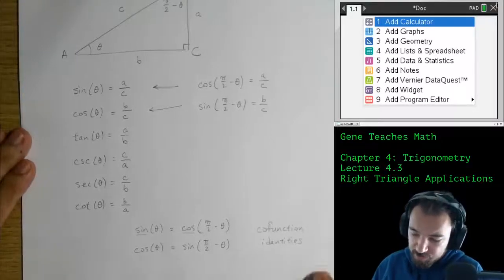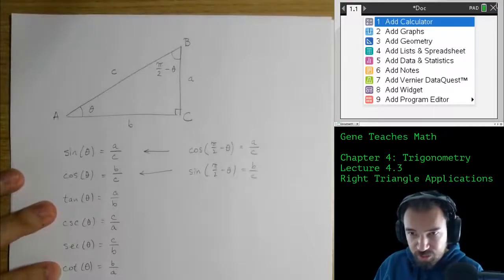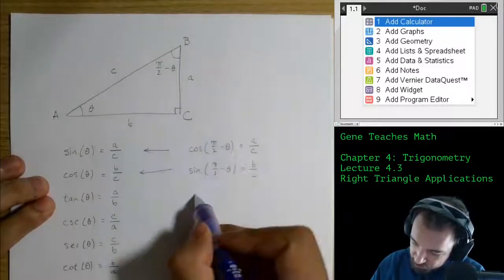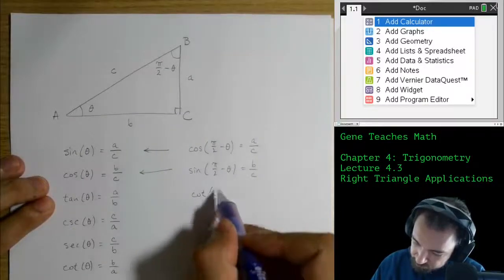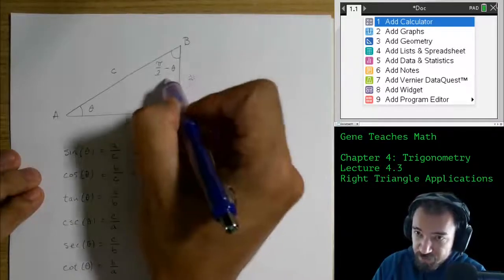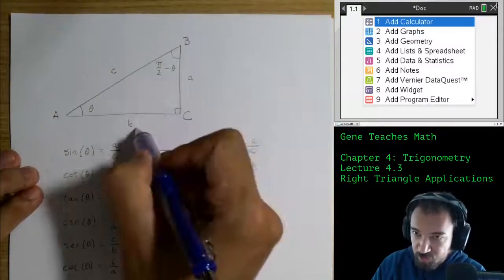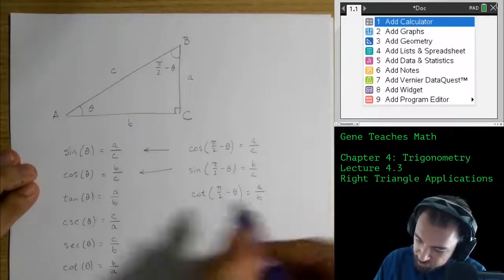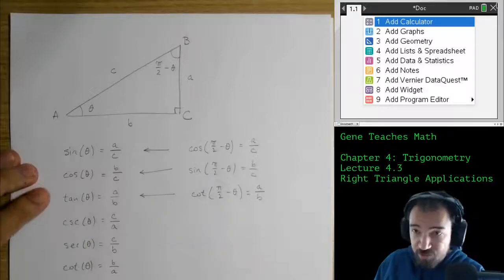Perhaps apt, because we have sine and cosine. So then if we look at tangent and cotangent, let's take a look at cotangent of pi over 2 minus theta. That will be, from this angle's perspective, adjacent over opposite, because it's the reciprocal of tangent. So this will be a over b. Oh, in fact, that does match tangent of theta.